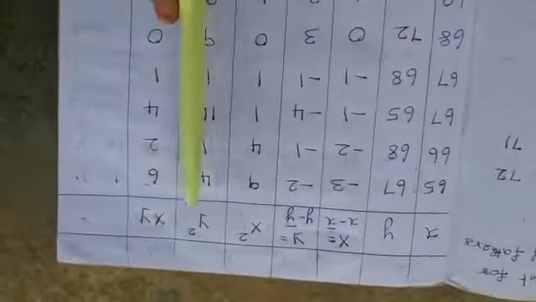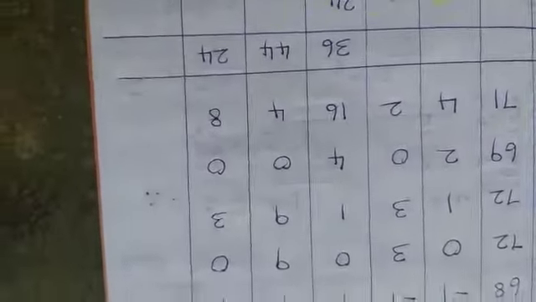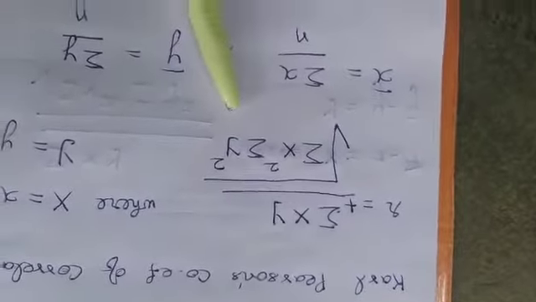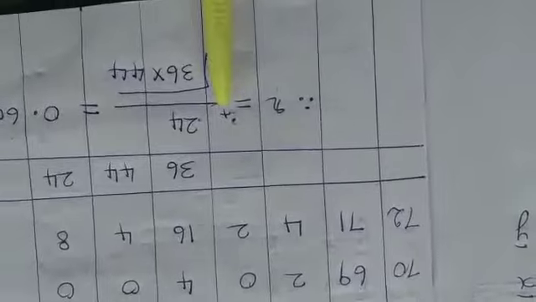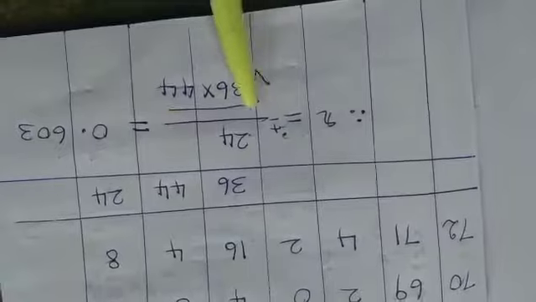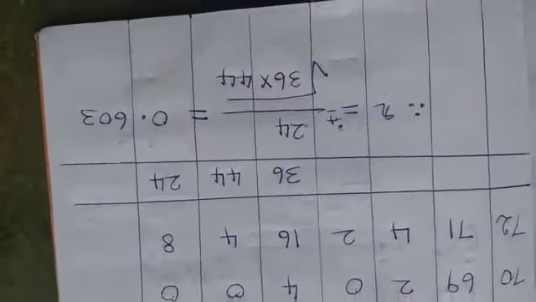So we have to find sigma x squared and sigma y squared. Sigma x squared is 36 and sigma y squared is 44. Similarly sigma xy, adding all the values, we will get 24. So in the formula you have to substitute r is equal to plus or minus sigma xy divided by root over sigma x squared into sigma y squared. So r is equal to plus 24 divided by root 36 into 44, which is equal to 0.603.